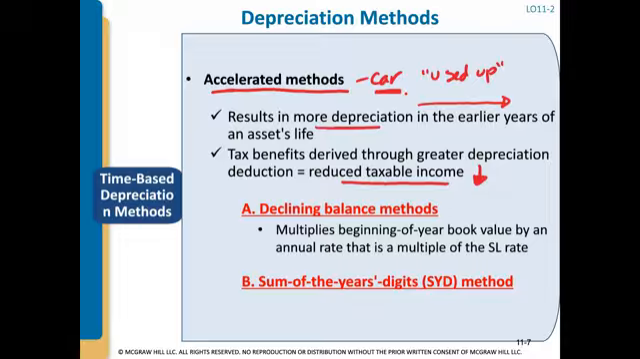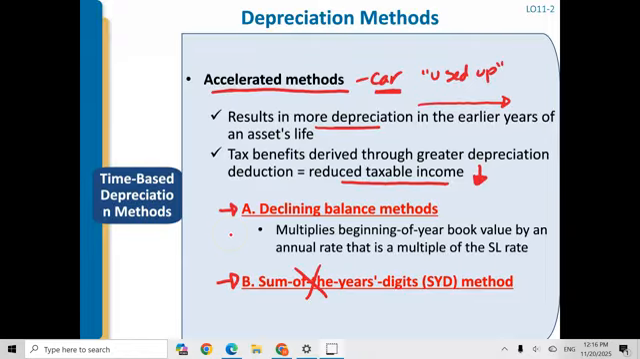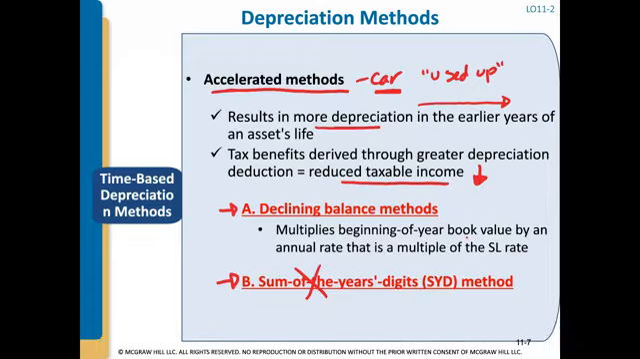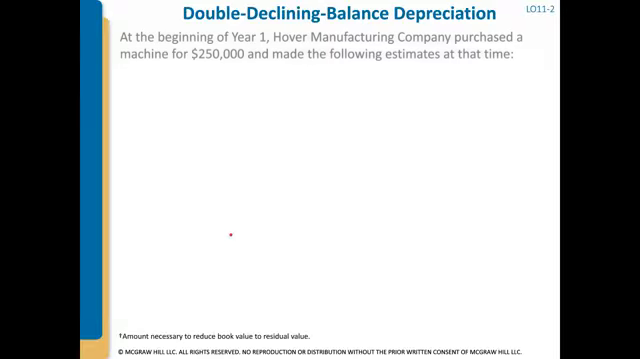So the two accelerated methods are the declining balance method and the sum of the year's digits method. This method is almost rarely used and we're not going to go over it in this video. The declining balance method multiplies the beginning of the year book value, here's that term again, by an annual rate that's some sort of a multiple of the straight line rate. And once we go through an example, you'll see what that means.